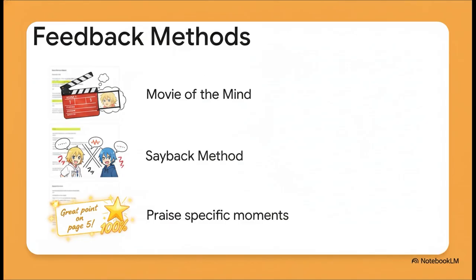The say-back method. Summarize what you believe the core conflict and ultimate meaning of the story are. This helps the writer see if their intended message is actually coming through. Or praise specific moments. Highlight the exact lines, images, or pieces of dialogue that made you feel an emotion or perfectly captured a character.